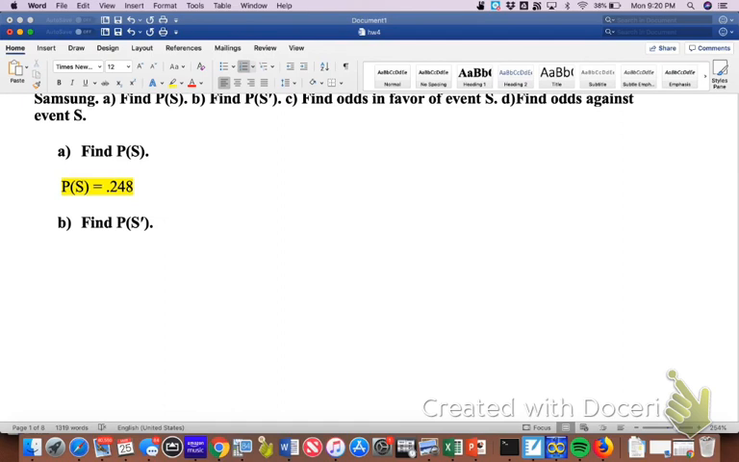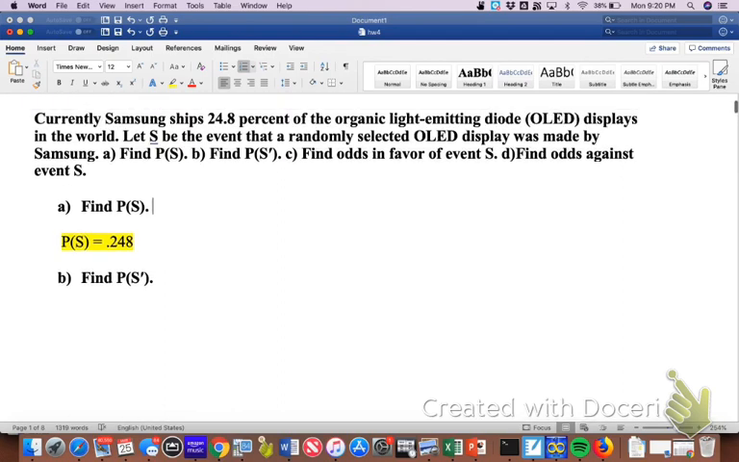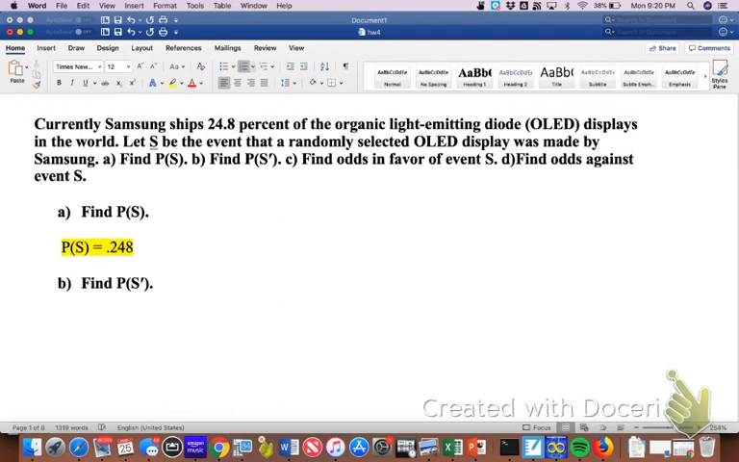For part B, again, these look like complicated figures, but they're really not as long as you understand what they mean. So this little, I'm going to speak very unmathily here, but this little tick mark next to the S means the probability of it not being an S. So in other words, the probability of it not being a Samsung.